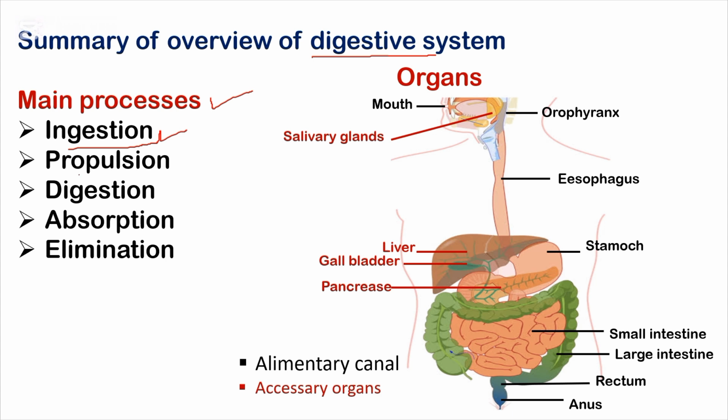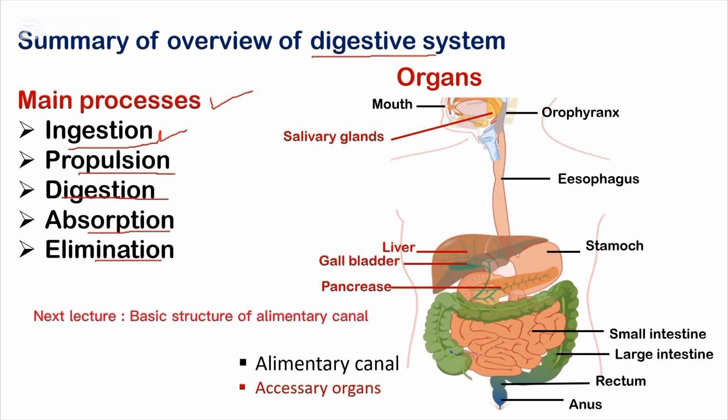Propulsion means movement of food through the alimentary canal. Digestion means breaking food into smaller components. Absorption is a process in which nutrients are absorbed into blood and then used by body cells. Elimination. In elimination, undigestible food or material that cannot be digested or absorbed is eliminated from the body, and this process is known as defecation.